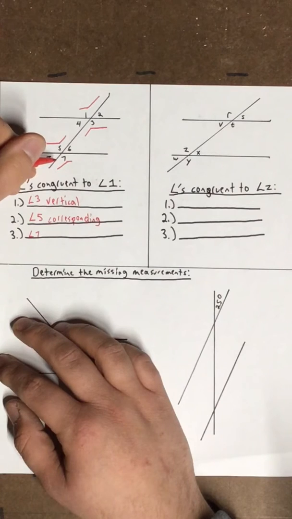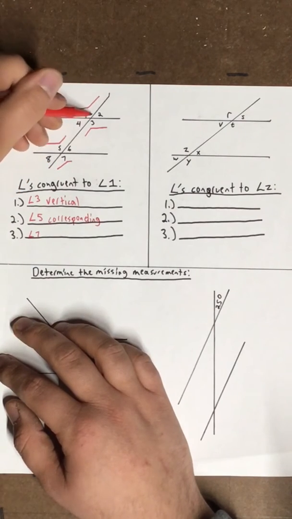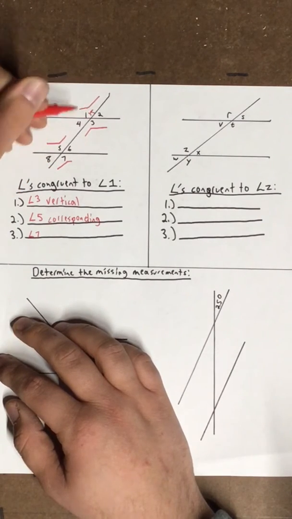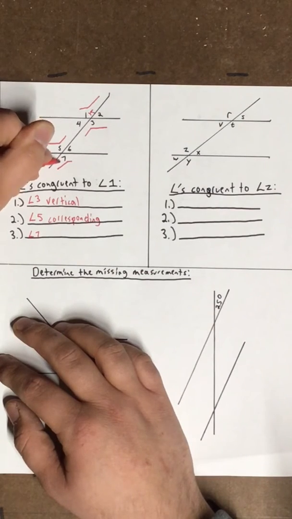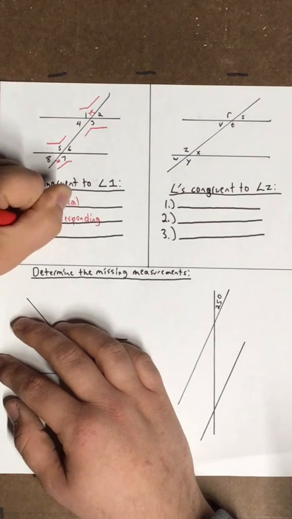Seven is going to be alternate exterior. 1 is on this side to the left on the outside. 7 is on the other side of the outside. So this would be alternate exterior.